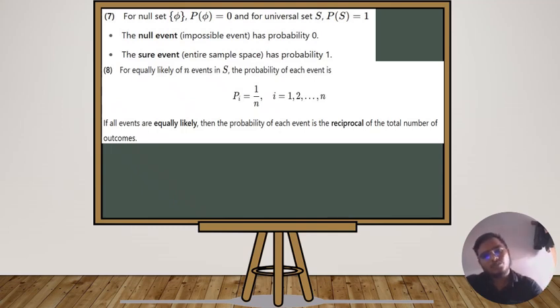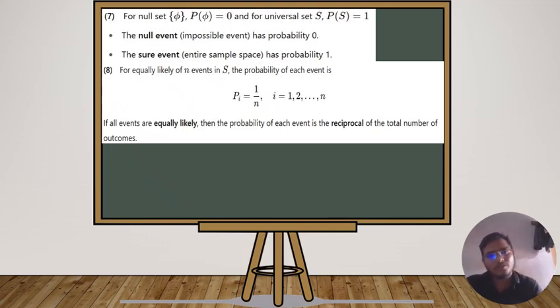Probability is used in a lot of ways. Probability is the number of favorable outcomes divided by the total number of outcomes. We discussed the axioms and how probability is introduced through axioms, which are important, along with the sample space.